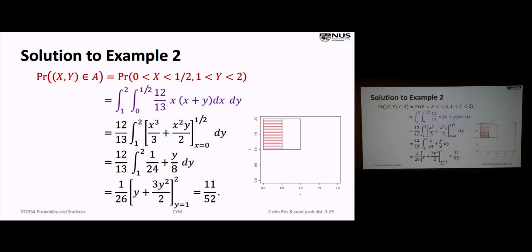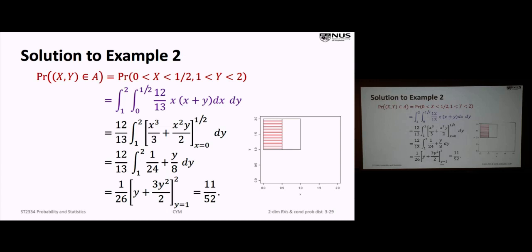So this one's straightforward. I take the factor 1 over 24 outside. So we take 1 over 24 out, which gives you 1 over 26 with the constant. The integral of 1 is y, and the integral of this other term, when you take 1 over 24 out, is y squared times 3 over 2. And I go between 1 and 2.